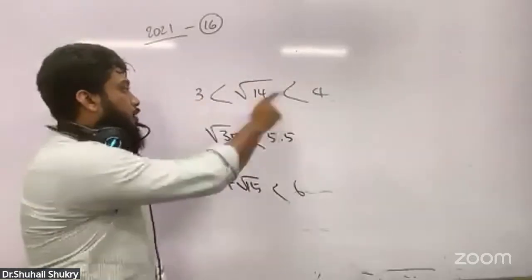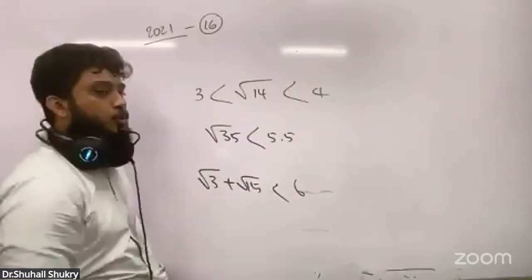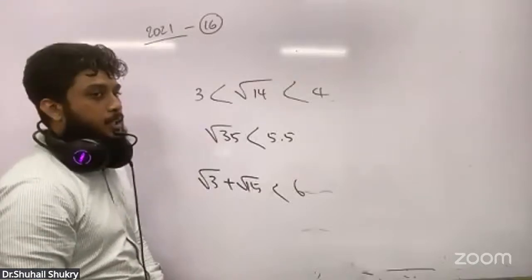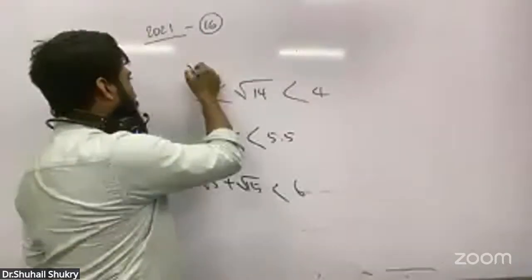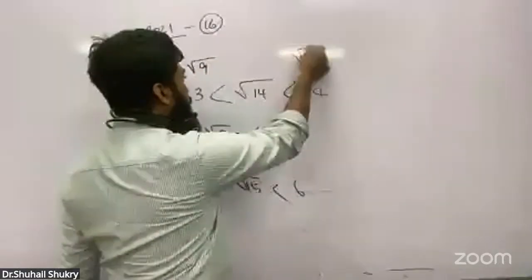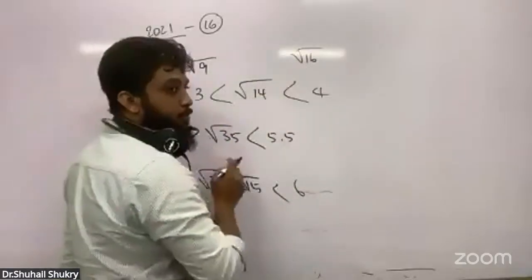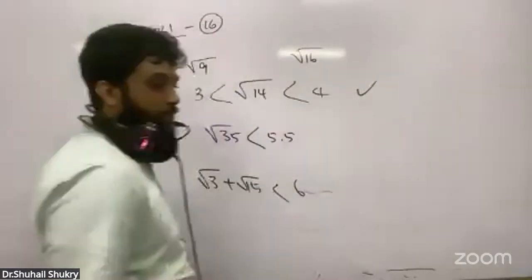Here 3, here 4. What is the value of root 14? Root 14 definitely should be between 3 and 4. Why? Because root 3 squared is how much? 9. Root 4 squared is 16. Then root 9 and root 16, root 14 is between that. Answer, this is true. Correct.